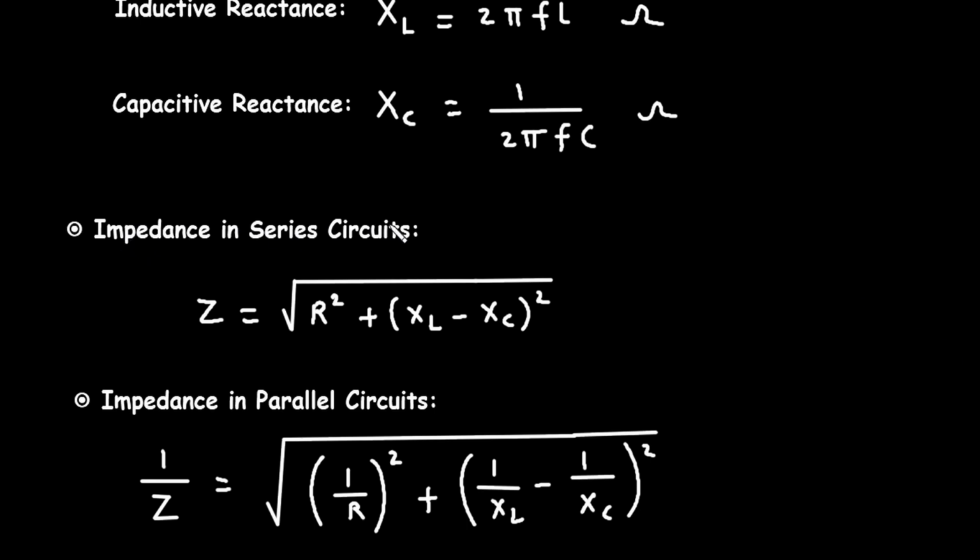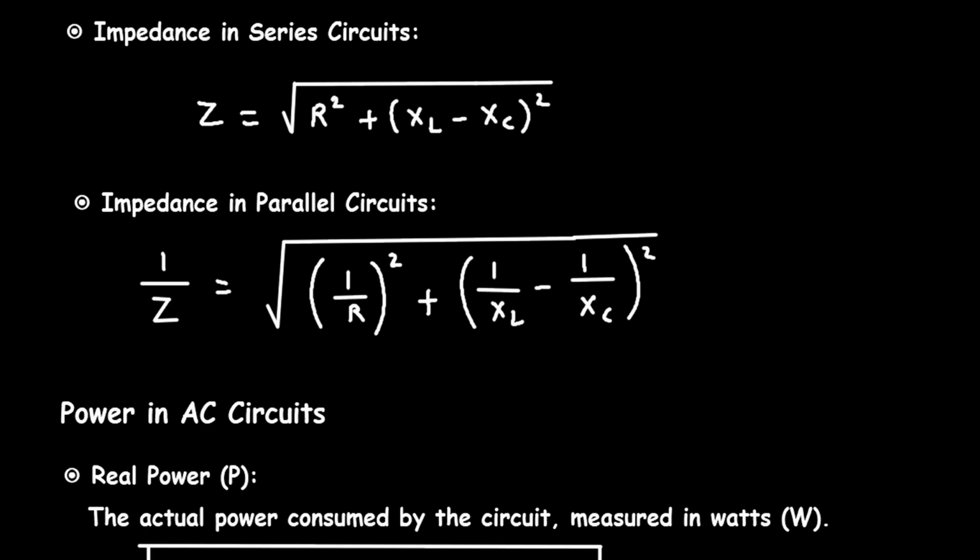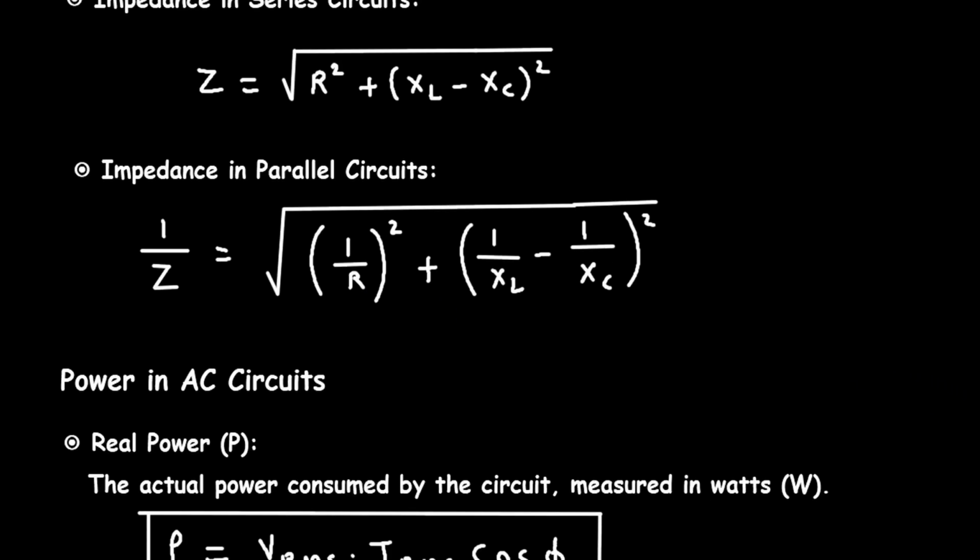Then impedance in series circuits. Impedance in a series circuit is given by Z is equal to under root of R square plus XL minus XC whole square. This is for a series circuit. For a parallel circuit, it is given by 1 upon Z is equal to under root of 1 upon R whole square plus in bracket 1 upon XL minus 1 upon XC whole square. So these are the two formulas for calculating impedance in series and in parallel.